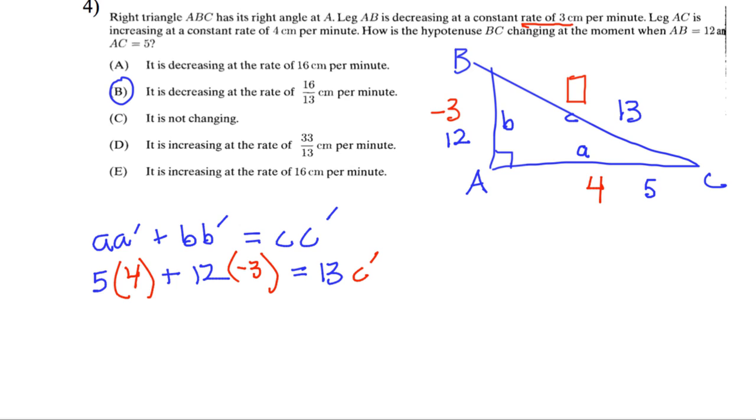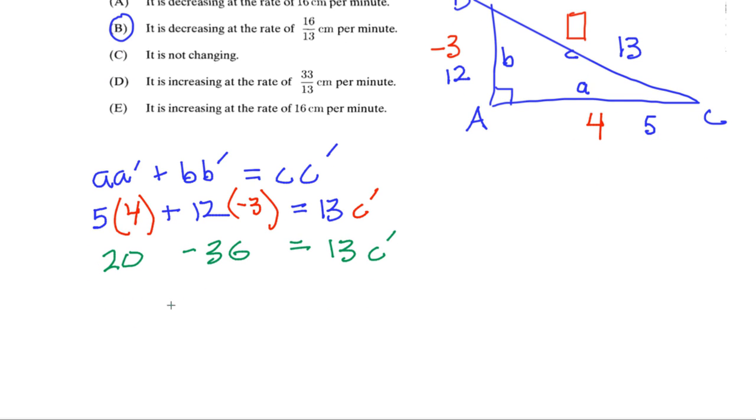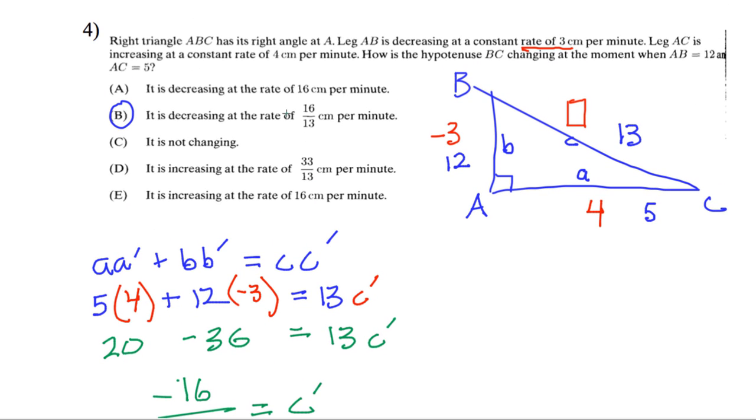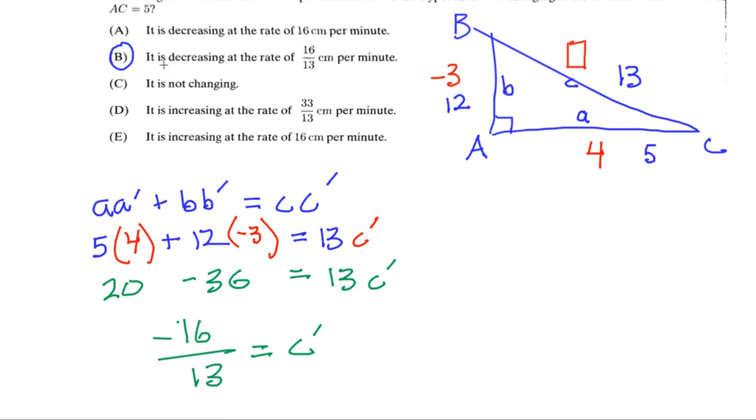All right, 5 times 4 is 20. 12 times -3 is -36. This is equal to 13 c prime still. That's going to be a -16. Then I'm going to divide by 13 is equal to c prime, and our units are going to be centimeters per minute, 16 over 13, and it's decreasing because it's a negative rate. There it is. Questions? No questions? All right.